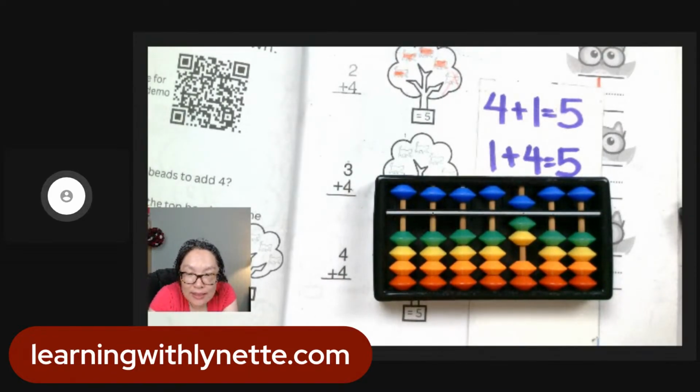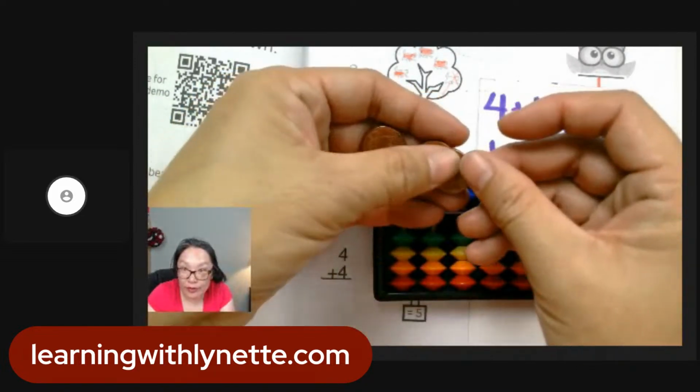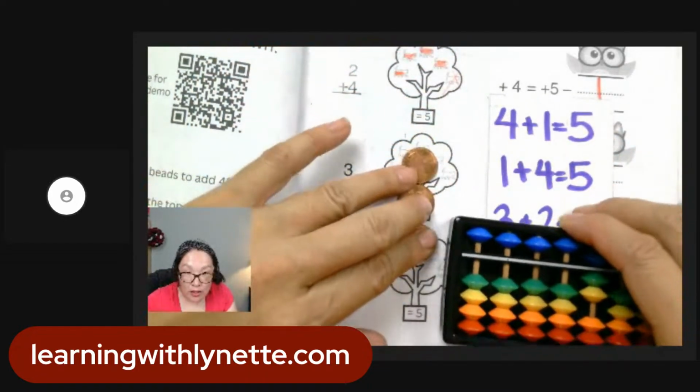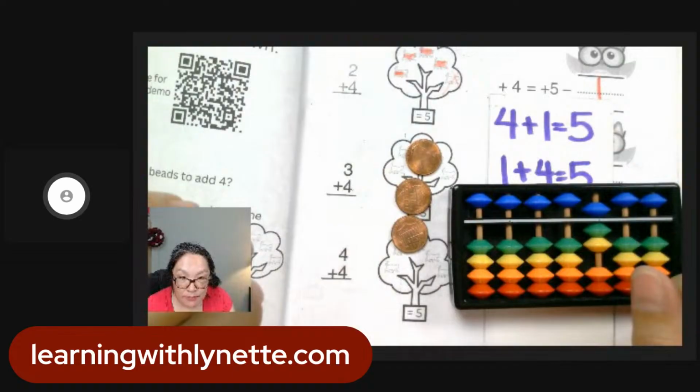So, Lilith, did that make sense? To how to make a 5? We can do another one. So if I have 3, I have 3 pennies, right? If I have 3 pennies, a penny is worth 1, right? It makes math very easy.